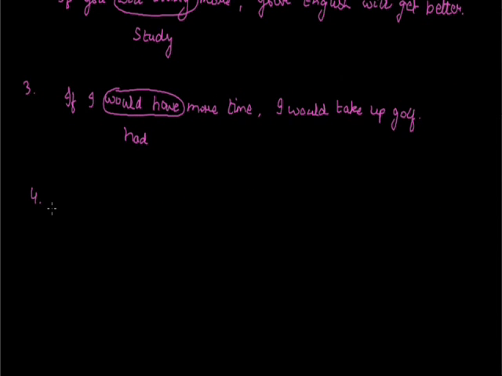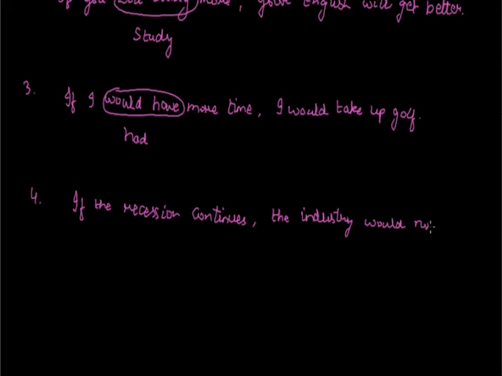Now our next sentence is, if the recession continues, the industry would not grow. So let's read the sentence again, if the recession continues. So there is first form of verb, that is simple present, in the conditional clause, and we have the industry would not grow, which refers to the second condition.